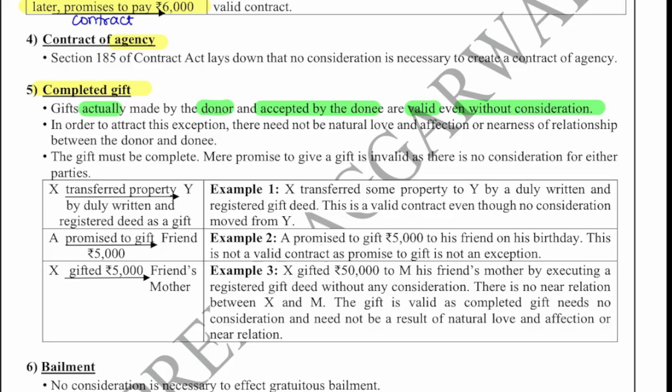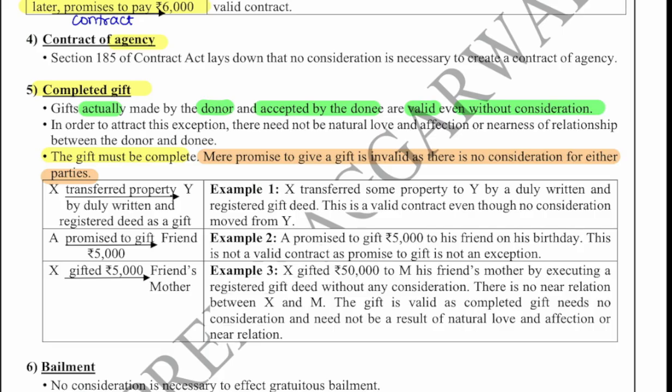But law says you don't even need natural love and affection in your relation. You can give a gift to any person. The only requirement is that the gift must be completed gift. I am just giving a promise. Arey, I will give you a gift on your birthday. I will give. No, that's just a promise. I have not given anything, I have not received anything, so there is no consideration, that will not make a valid contract. So the gift must be complete.